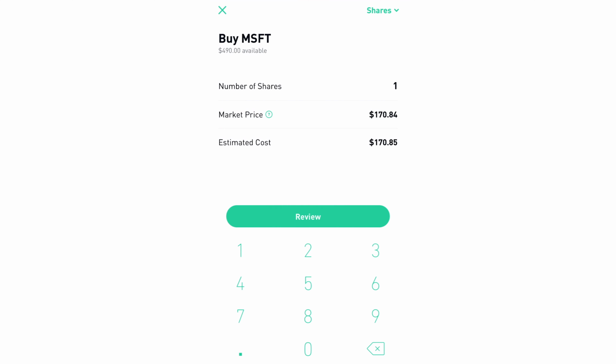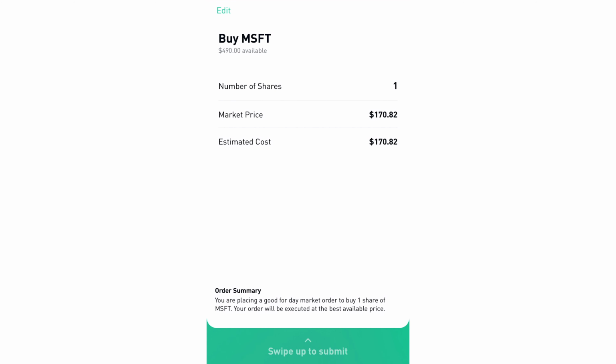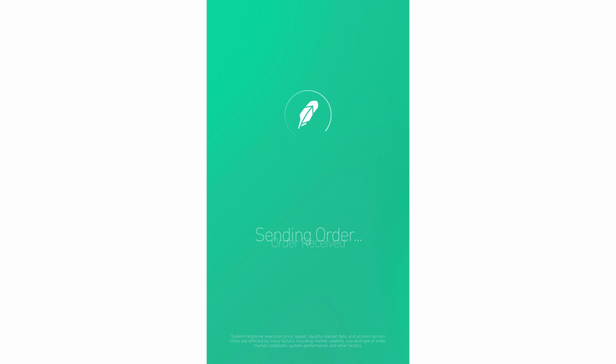And to keep it simple, I'm just going to say, okay, cool, click review. Now it might say you don't have enough buying power, which means you haven't put in a deposit yet. Once you've done that, you can swipe up and the order has been placed. Congratulations, you are now a shareholder. You own a very small percentage of Microsoft.